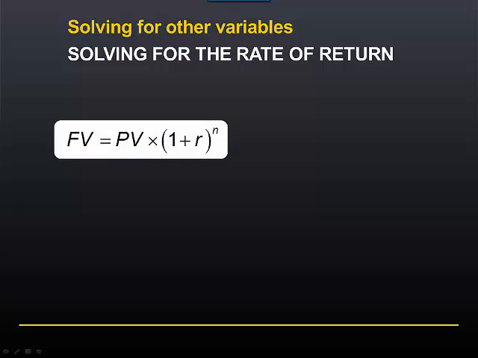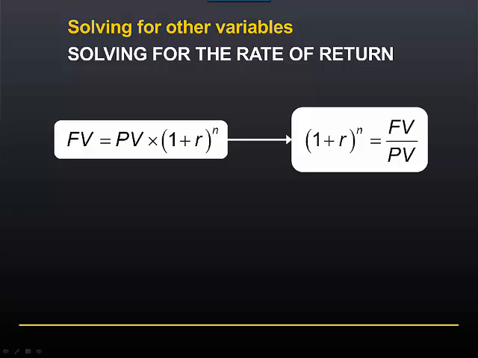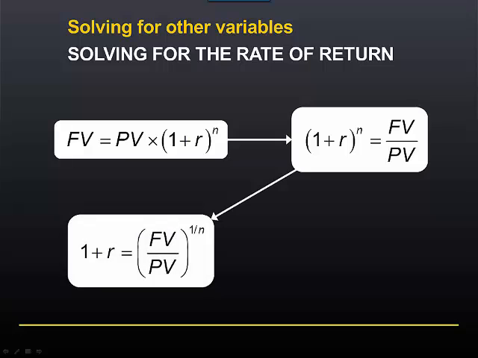Another situation where we might need to solve for a variable other than the present or future value involves determining the rate of return, or the interest rate r. This is a general equation relating the future value and the present value of a single cash flow. We can manipulate that equation firstly by dividing both sides of the equation by the present value, raising both sides of the equation to the power 1 over n.